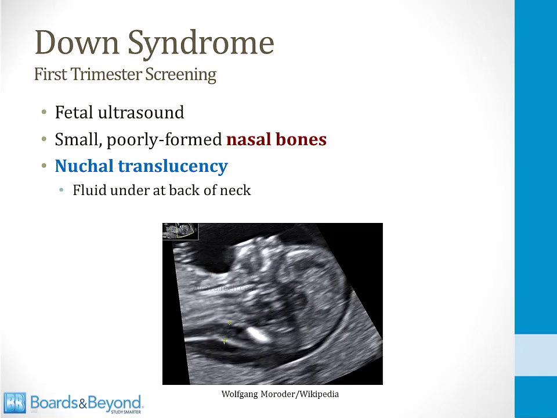The first one is the presence of small, poorly formed nasal bones. We talked before about how children with Down syndrome have a flat profile and a flat nasal bridge, and you can see some of those features on a fetal ultrasound. The second characteristic finding is nuchal translucency. This is fluid under the back of the neck. This is a picture showing nuchal translucency on the screen. This is the back of the neck here, and there's this black space that represents fluid. And if that is seen in a first trimester ultrasound, that is suggestive of Down syndrome.